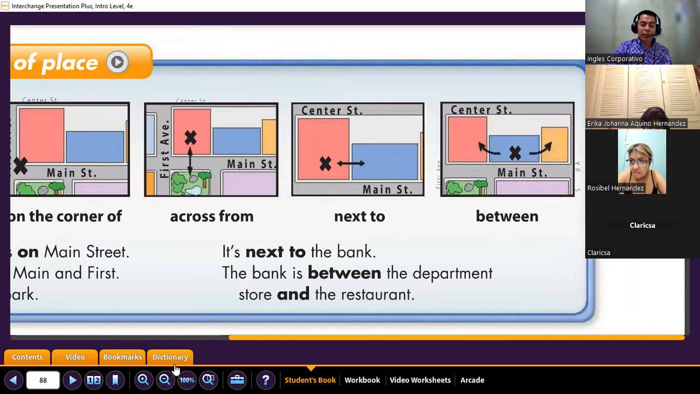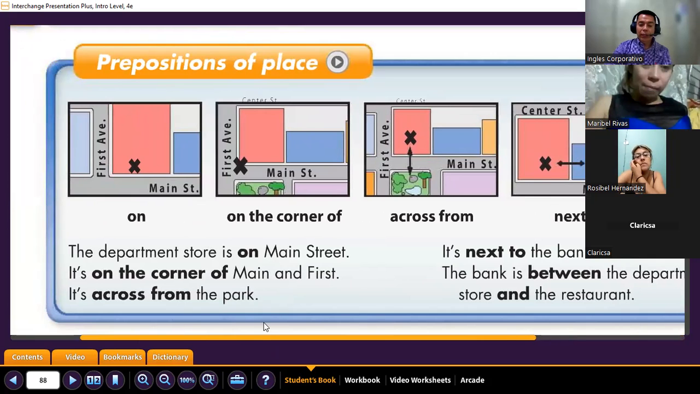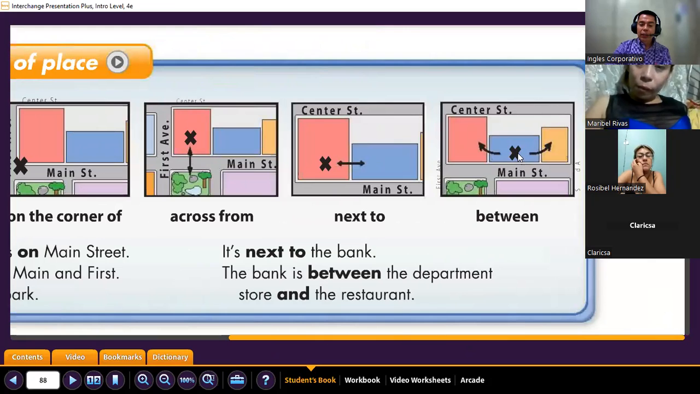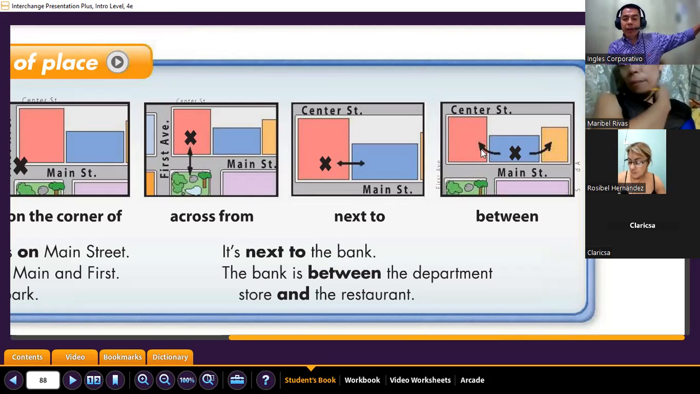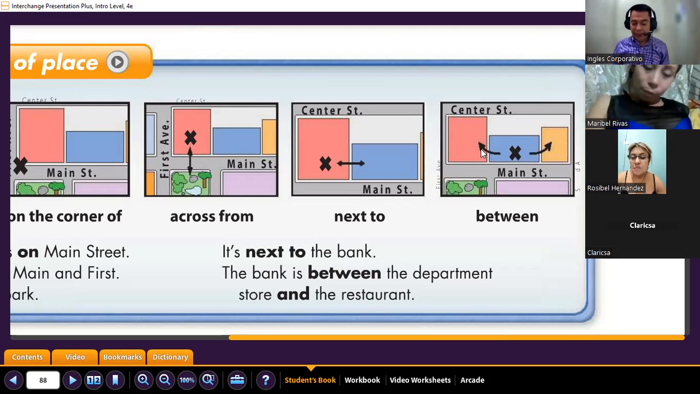Veamos. ¿Qué dice él? Aquí está. ¿Qué significa between? Between. Look at the picture, Maribel. This is the bank, right? The bank. And next to the bank we have department store and a restaurant. This is the department store, right? And this is the restaurant. The color pink, the department store. And the restaurant is color orange, look. Okay? So, between, look, Maribel, between the department store and the restaurant is the bank, right?